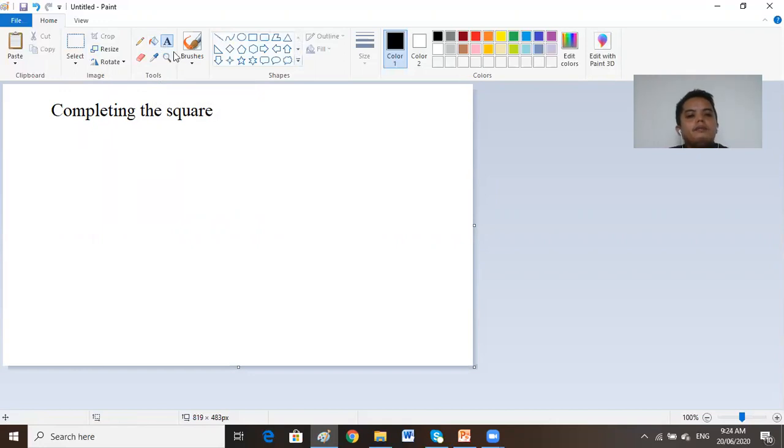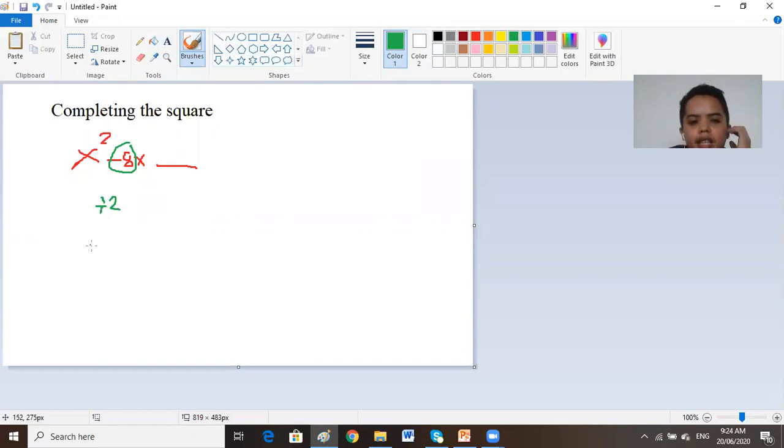So for example, x squared minus 8x, then blank. And then the problem would say, find the missing term. So x squared minus 8x, then blank. So to make it a perfect square trinomial, all you have to do is divide this negative 8 here by 2. So divide it by 2.